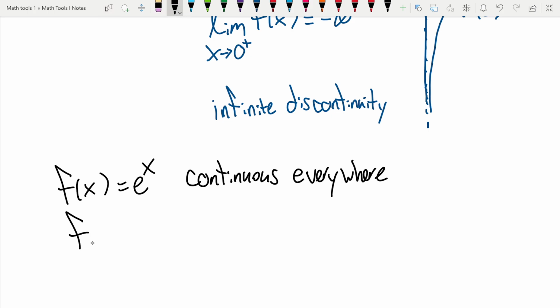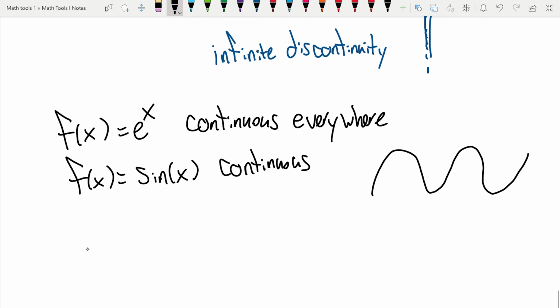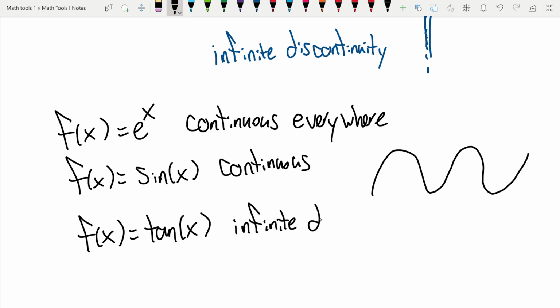The functions sine and cosine are continuous, right? Continuous everywhere. I'll just write continuous here. Again, hopefully clear from looking at the graph, right, where they just oscillate. Tangent is not continuous everywhere, right? F of x equals the tangent of x. This has infinite discontinuities.